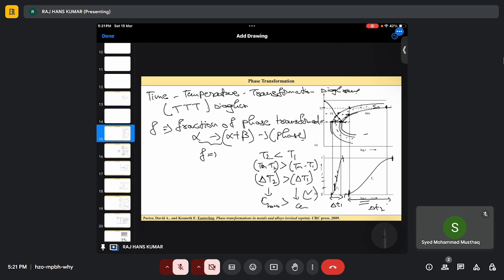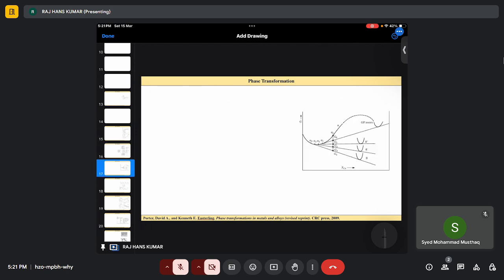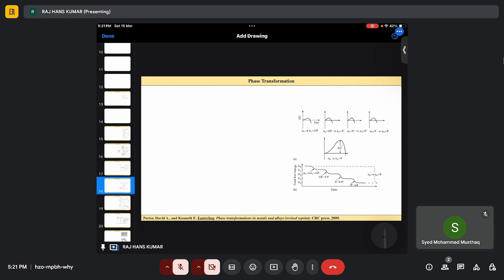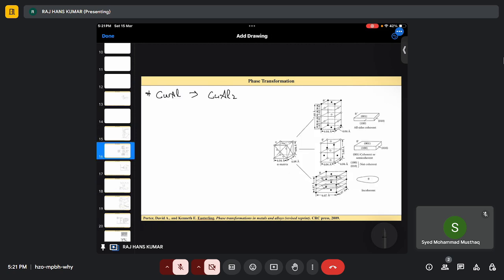Right, now let's talk about the most famous precipitation one, which is the copper aluminum one. And the final precipitate we form is CuAl2, right? Finally, we form CuAl2. Okay. Now, how does this precipitation happen? Once the precipitate forms, it is our theta phase.